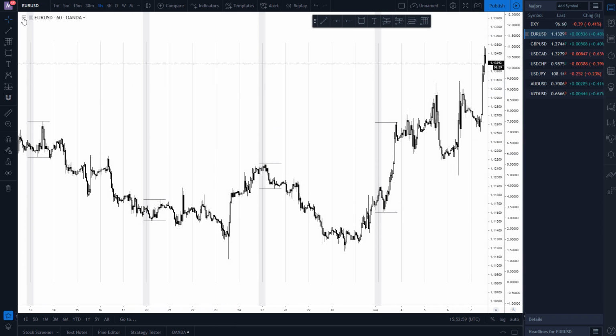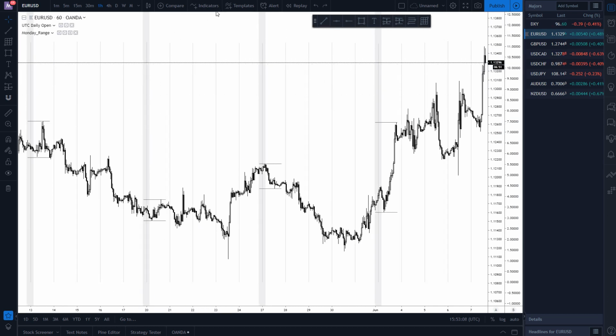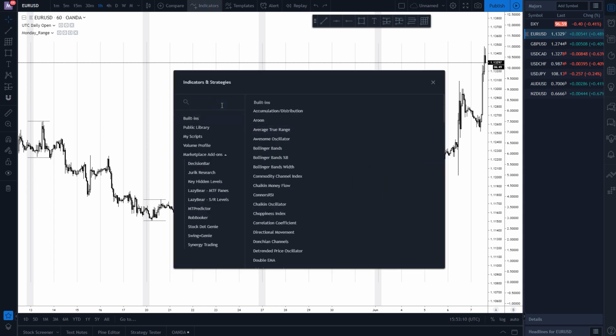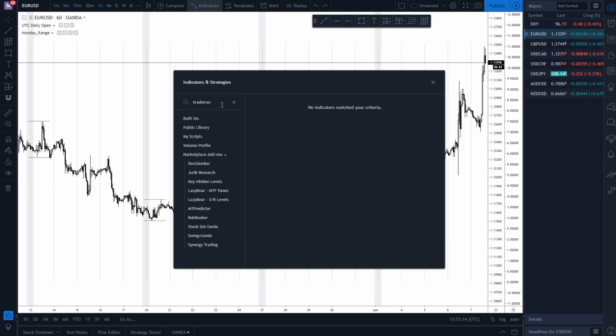So first things first, these are basically two custom scripts made by two very good traders, whom I personally can recommend you to follow on Twitter or on TradingView.